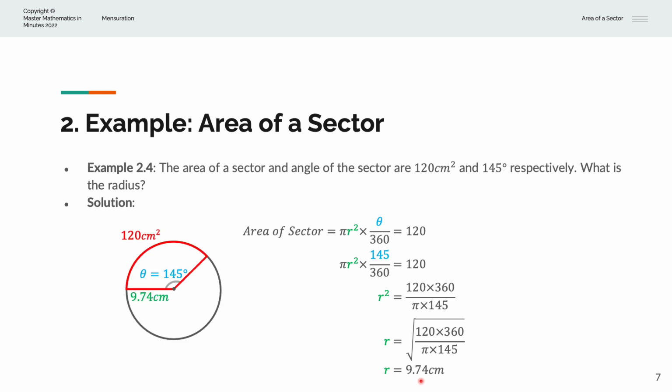So visually, we have a circle with a radius of 9.74 centimeters, and the area of the sector is 120 centimeters squared, and theta is 145 degrees.